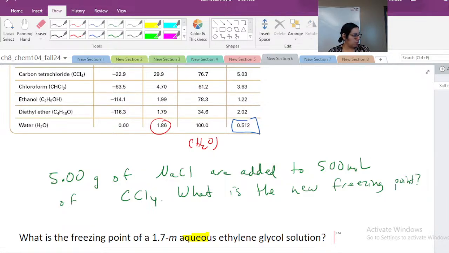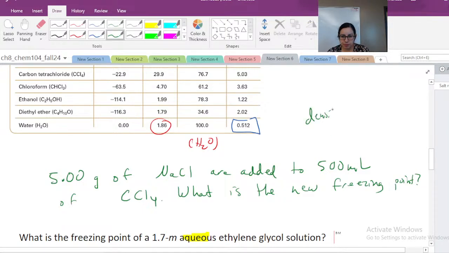And you probably need one other little bit of information. And so you need that the density of carbon tetrachloride is 1.59 grams per milliliter. So that will help you.